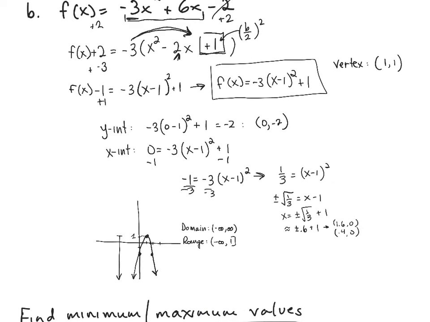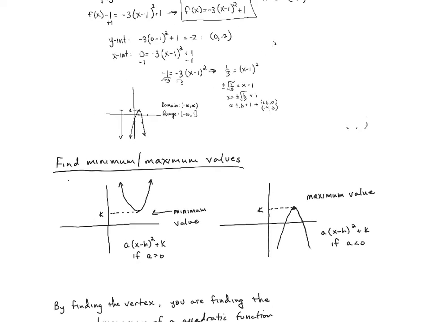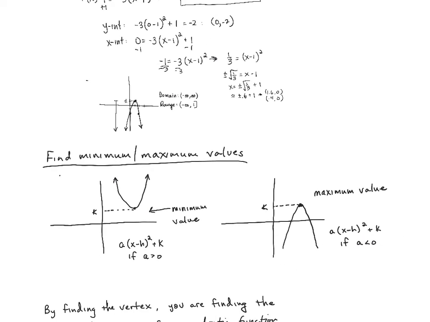Now, first of all, maximum and minimum values, it's just the vertex. If we're talking about the maximum and minimum value of a quadratic function, then if the parabola is facing up like this, then the vertex is what's known as a minimum value.